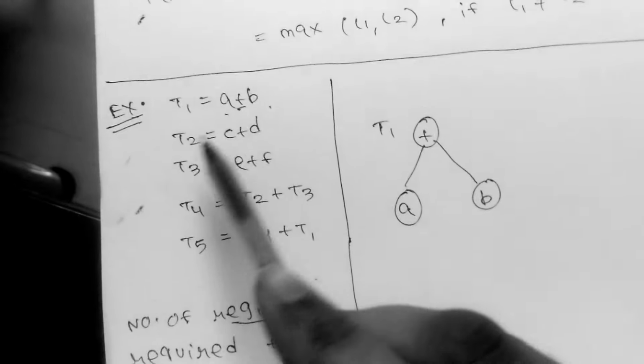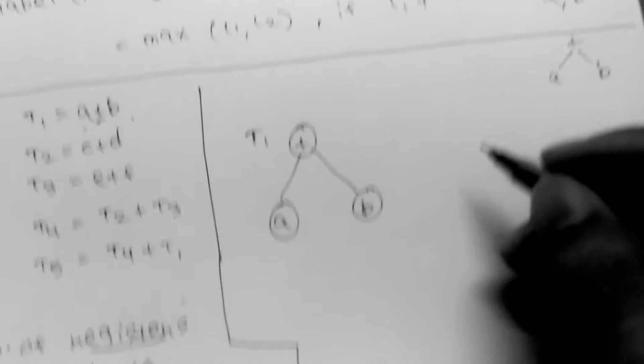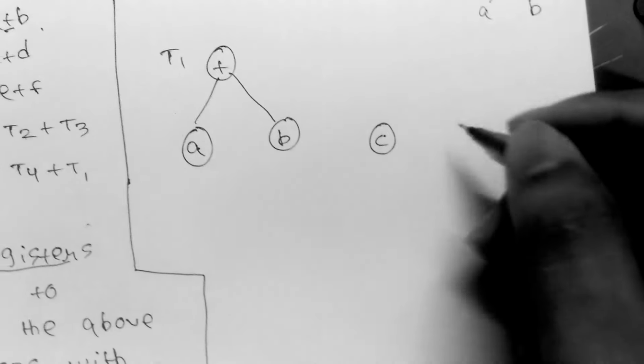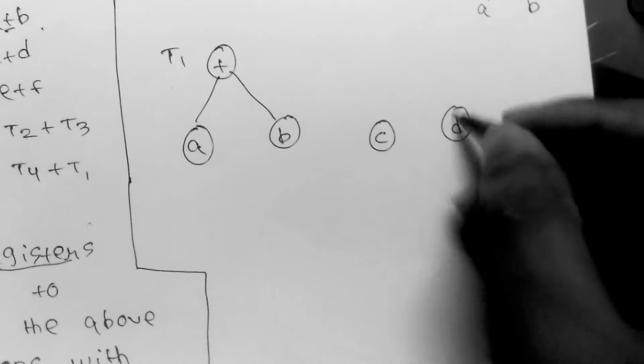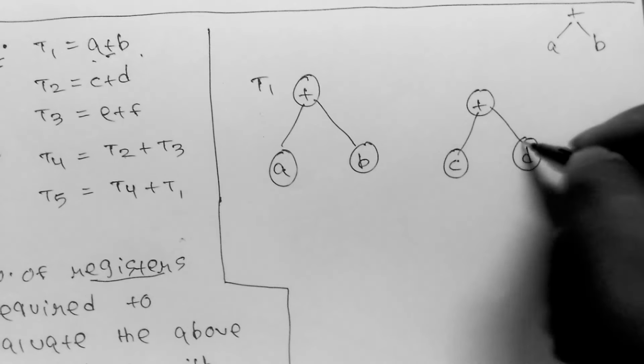Okay, now what is our second instruction? T2 = c + d. Similarly, we will construct the same as this. So this is our C and this is our D, and we will connect them through the plus operator. Okay.